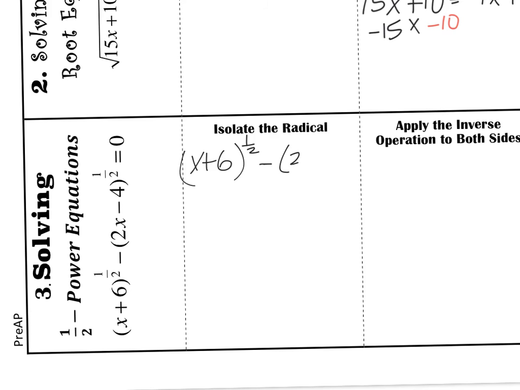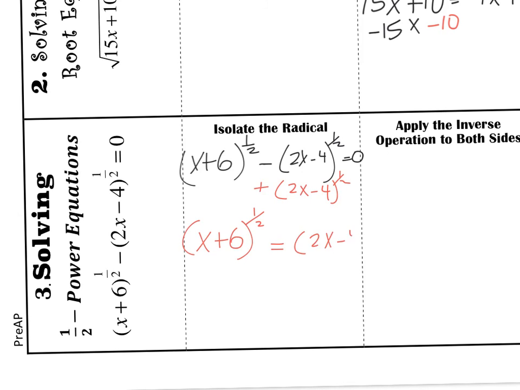Because as you know, you can change any rational exponent into a radical expression. Now to do that, you see how this is a radical minus a radical? So if you move this to the other side, by adding it, basically what you're doing is you have now x plus 6 to the half power on one side, and you have 2x minus 4 to the half power on the other side.